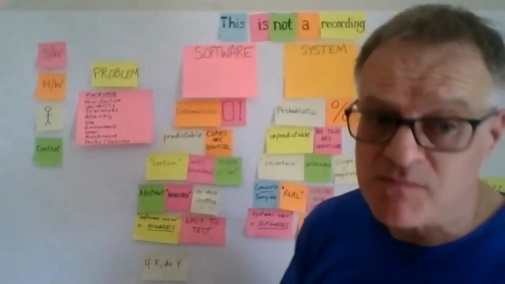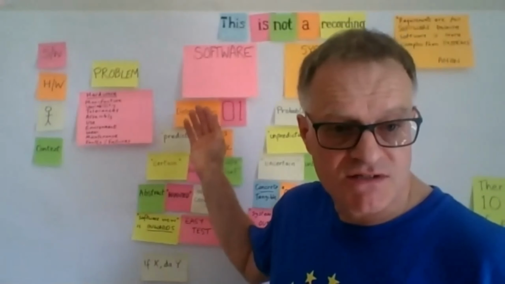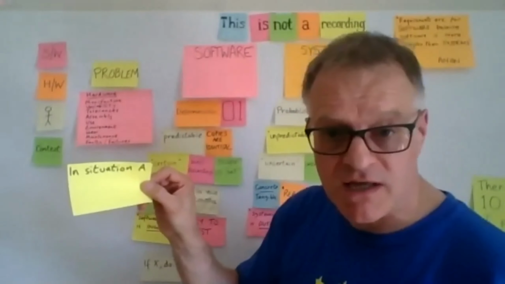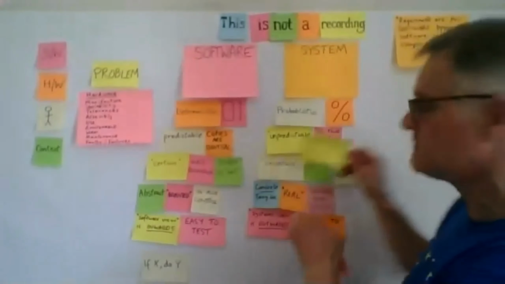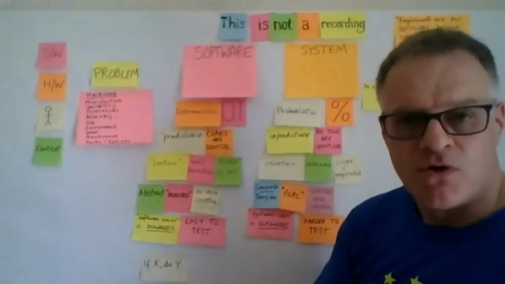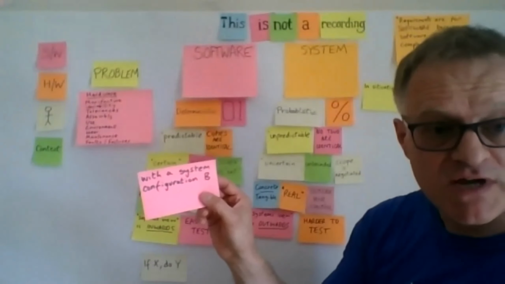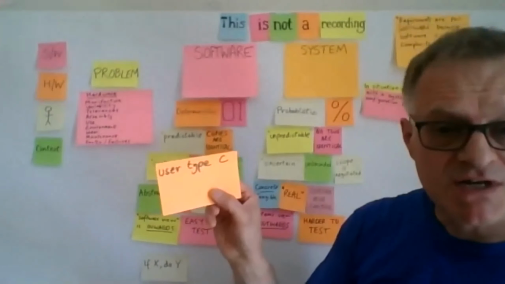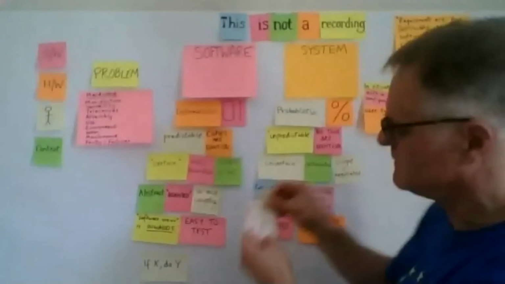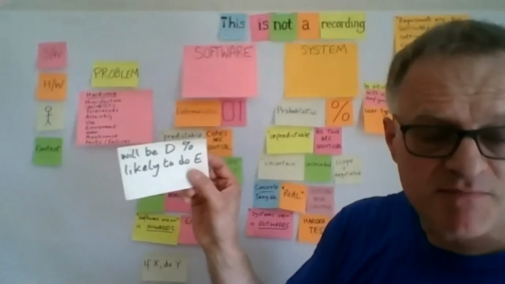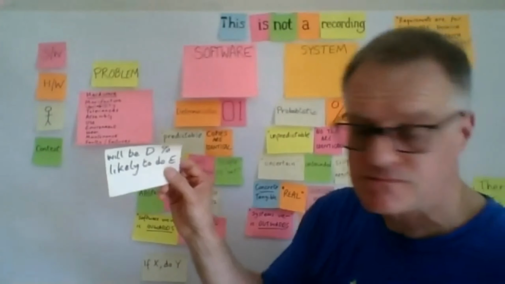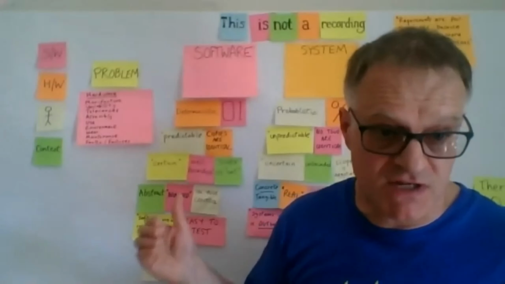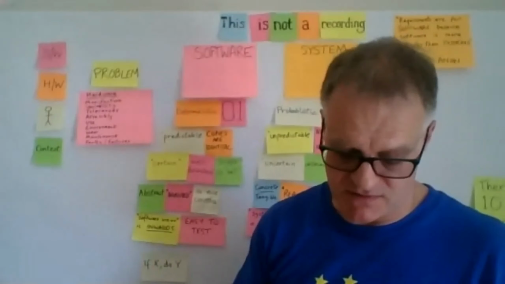For a system, it's a bit more difficult than that because it's probabilistic rather than deterministic. So you could probably say something more like, in situation A, with a system configuration of P, a user type C will be D% likely to do E. You often can't say much more than that. So it is much more complex, much less predictable.